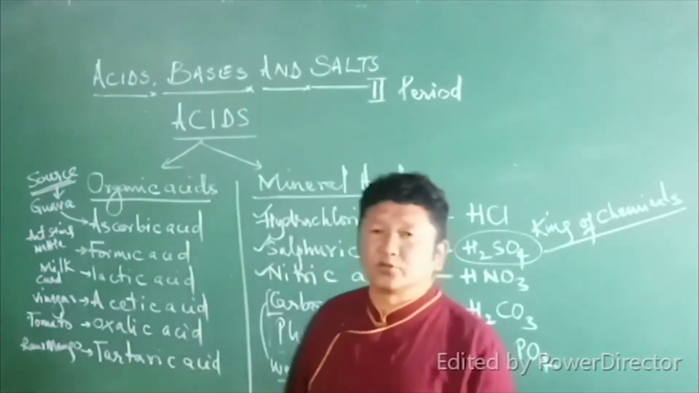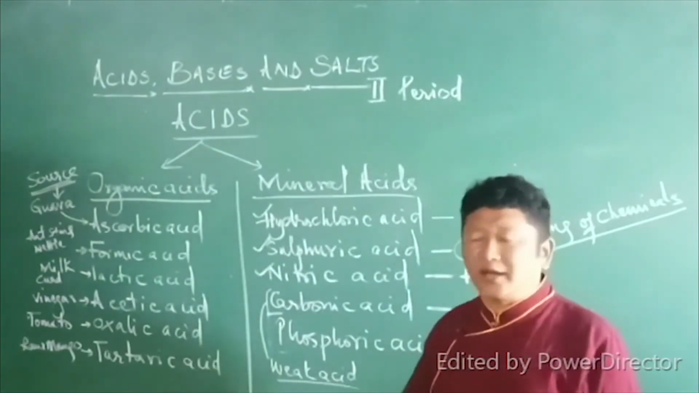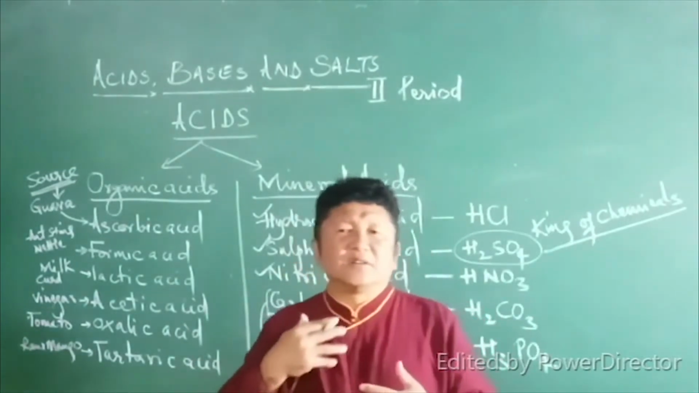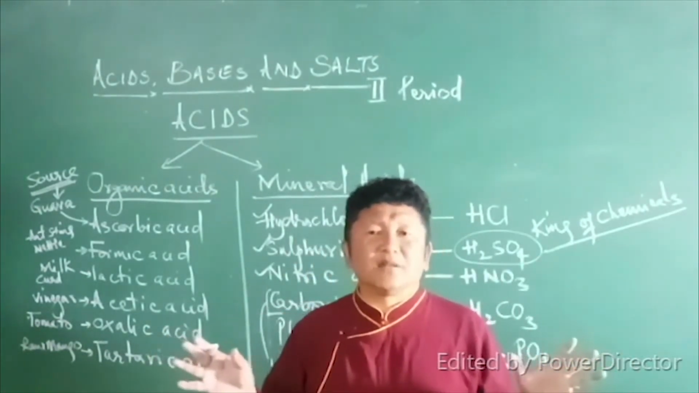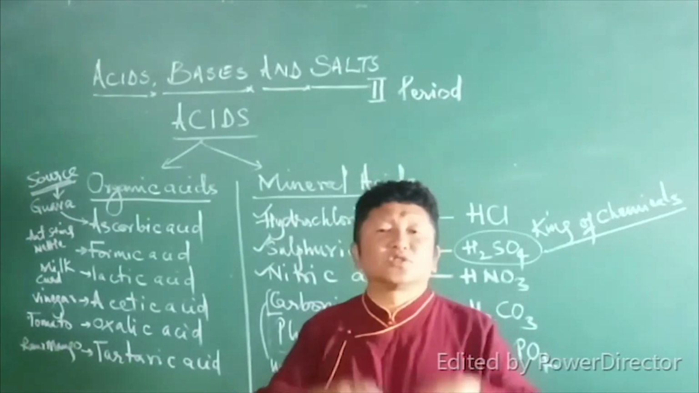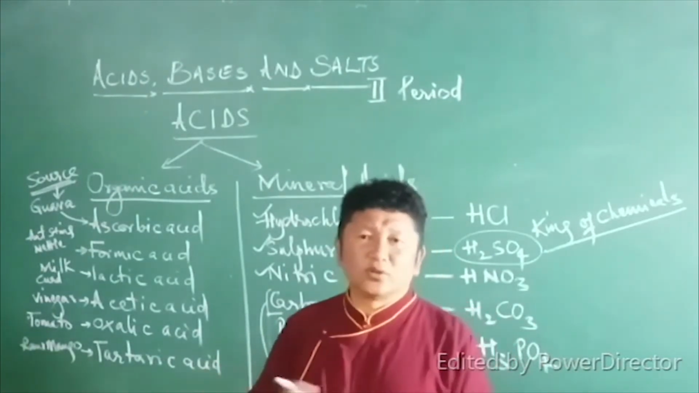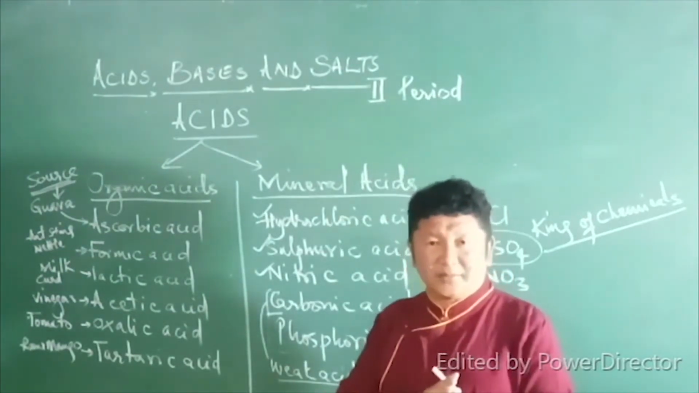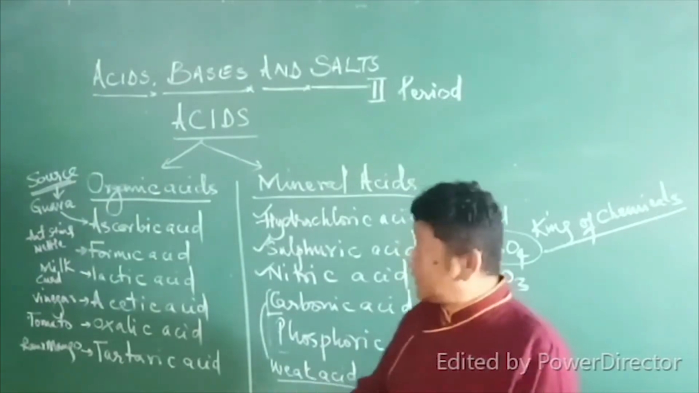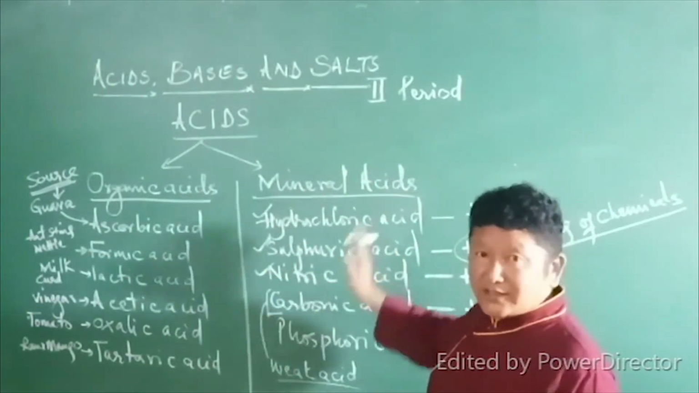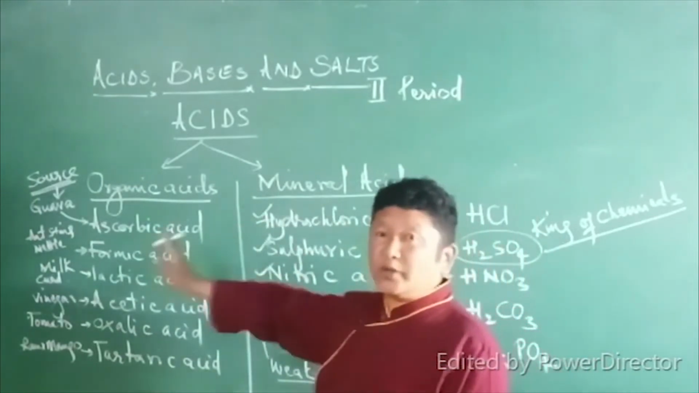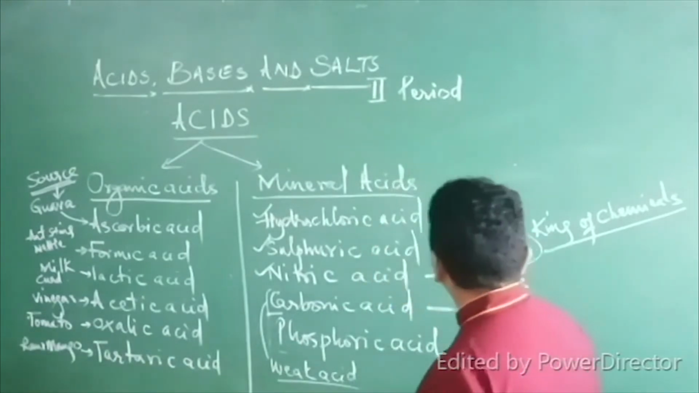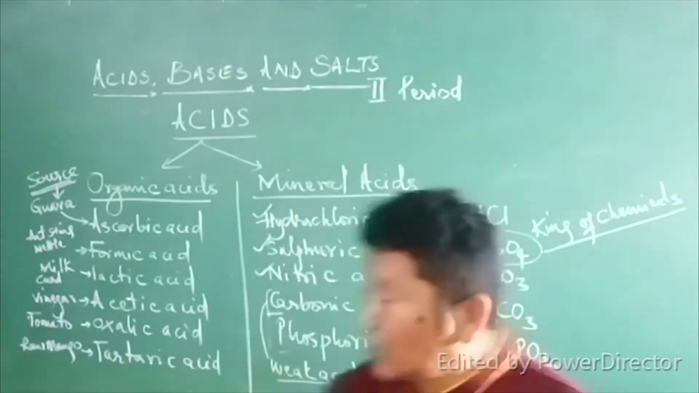Carbonic acid is a weak acid because it is only partially ionized. Hydrochloric acid, sulfuric acid and nitric acid completely dissociate themselves in water and produce lots and lots of hydrogen ions, so these are considered strong acids. Whether organic or mineral acid, it can be strong or weak. Now let's talk about properties of acids.